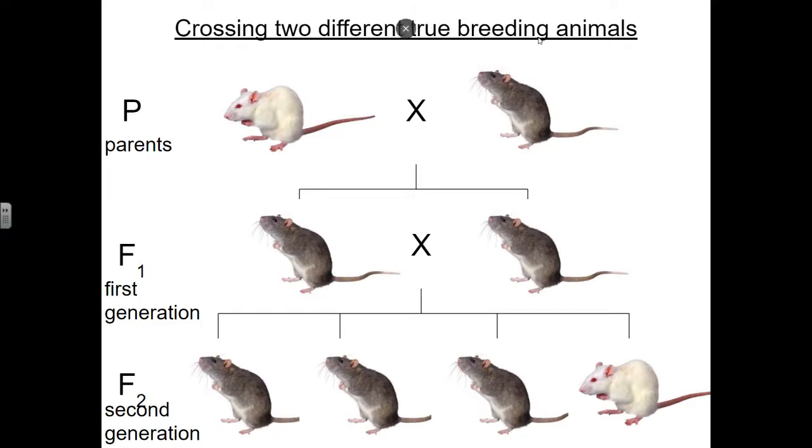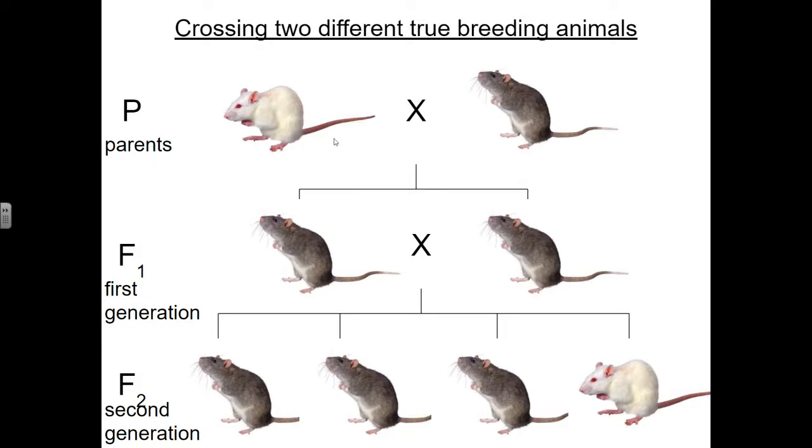So a term here that's not really in the course, it's in the National 4 course, but we keep using it in the PowerPoints: true breeding just means the same as homozygous. So a true breeding white mouse must be homozygous. True breeding grey must be homozygous.